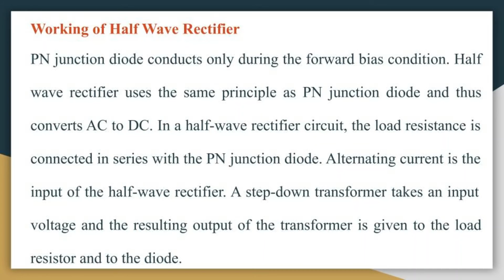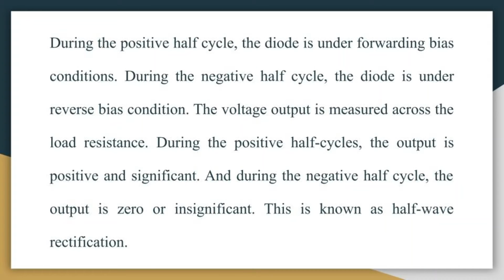to the diode. During the positive half cycle, the diode is under forward bias conditions. During the negative half cycle, the diode is under reverse bias condition. The voltage output is measured across the load resistance. During the positive half cycles, the output is positive and significant, and during the negative half cycle, the output is zero or insignificant. This is known as half-wave rectification.